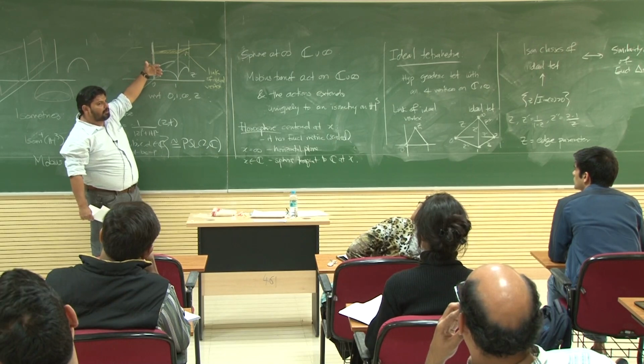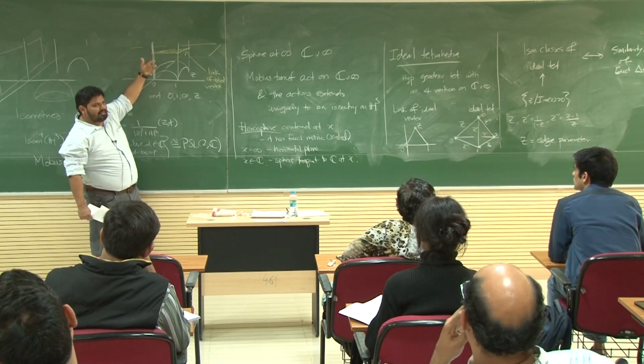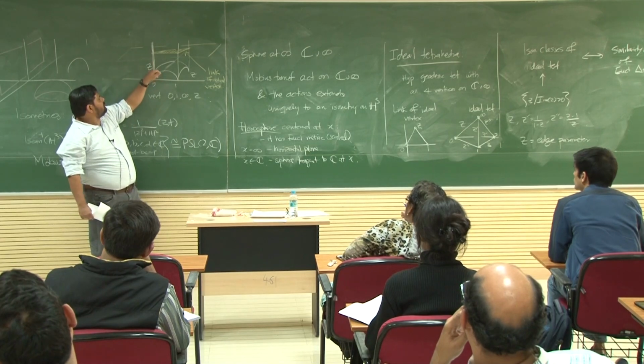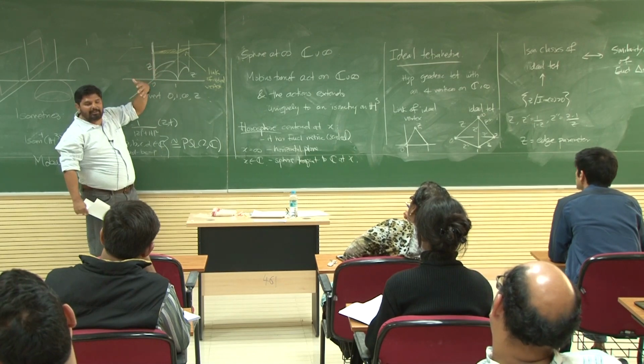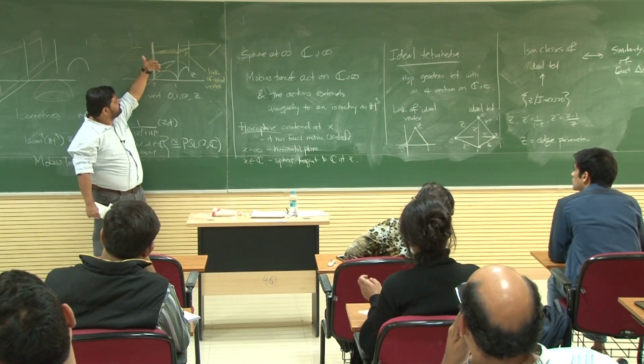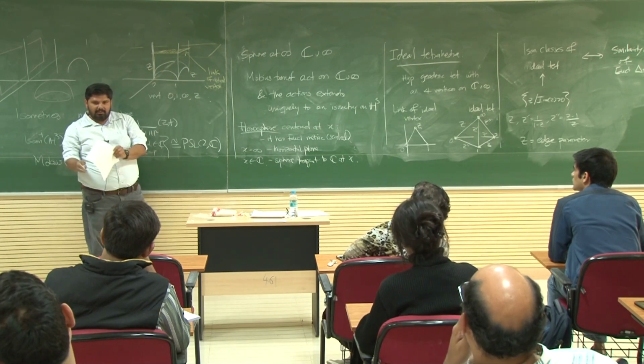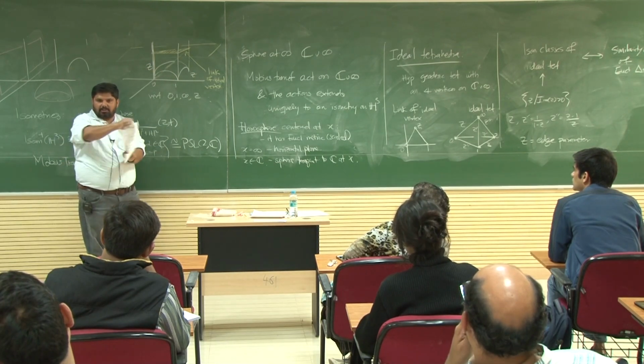The other interpretation is that multiplication by z is, so let us fix this z naught. Multiplication by z naught is giving an isometry of the hyperbolic space, which takes this side to the other side. So, it is like a fan. It just takes this side to the other side like this.